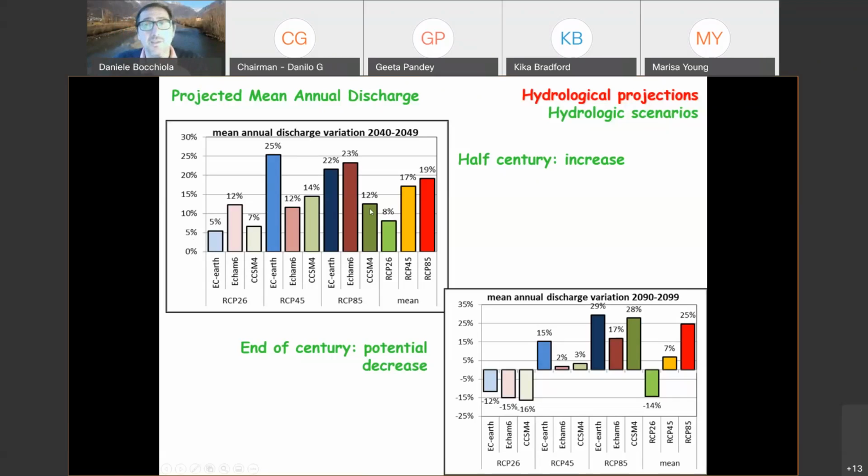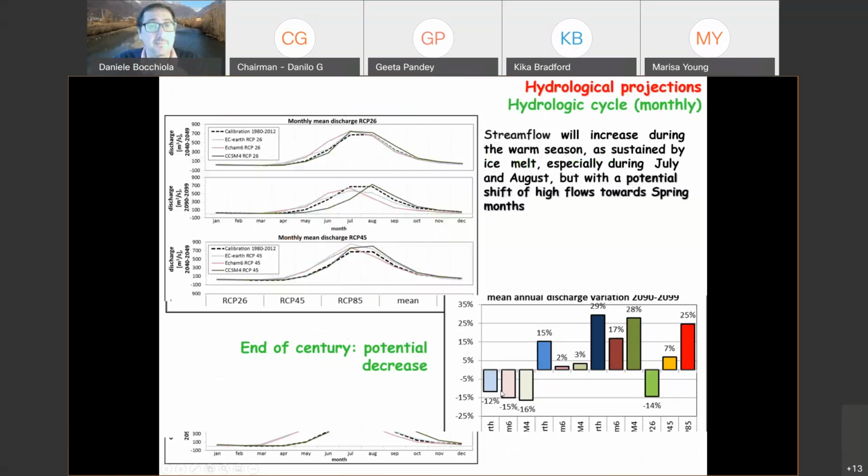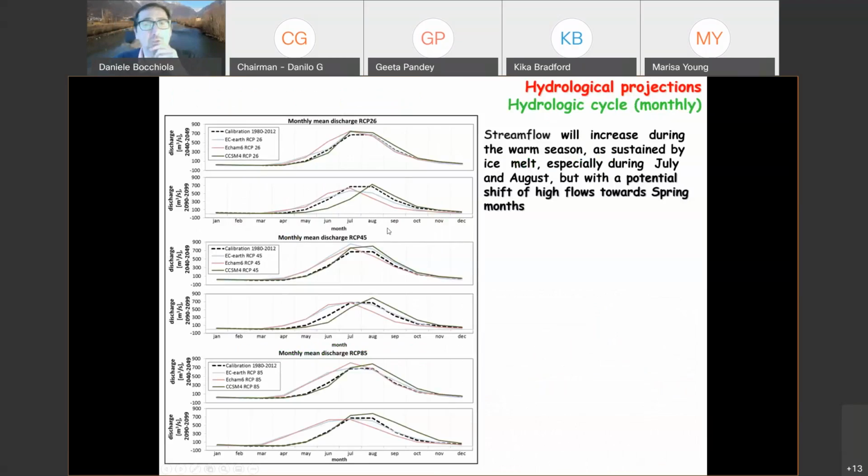They all agree on increasing discharge at half century, but at the end of the century, some of them indicate a decrease of available flow. What's the reason for that? First of all, the hydrology of the river would change. Here you have the historical dynamics of the stream flows during 1980-2012, which is the dashed line here, and you have changes in the future discharges in different colors, indicating mostly a shift towards the left, which is faster melt, and then a decrease towards the end, meaning less water available from ice melt and snow melt.